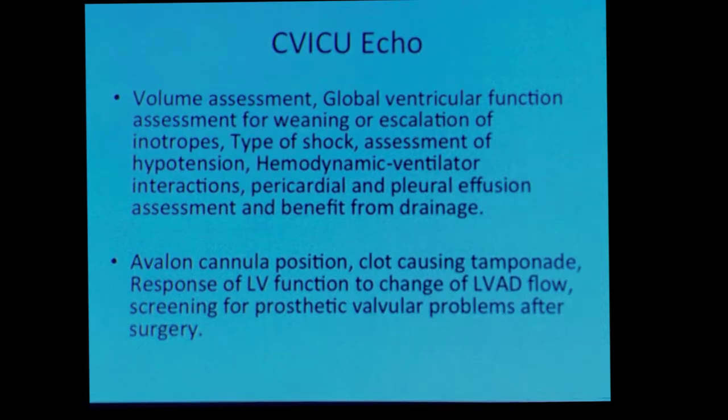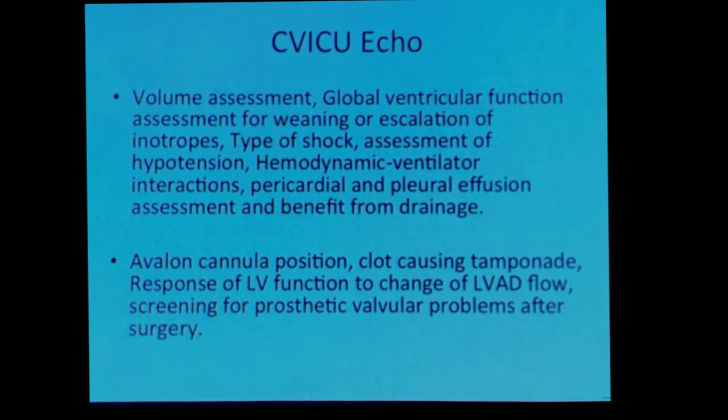In CV ICU, basically we do the same thing, and those are the common indications for critical care ultrasound or echo. We use it for volume assessment a lot. We use it for global ventricular function, for weaning or escalation of inotropes, to differentiate the type of shock when somebody is in shock, assess hypotension sometimes, drop in blood pressure, hemodynamic ventilator interactions, pericardial and pleural effusion assessment, and benefit from drainage. So far it's the same as anywhere else, not much different.